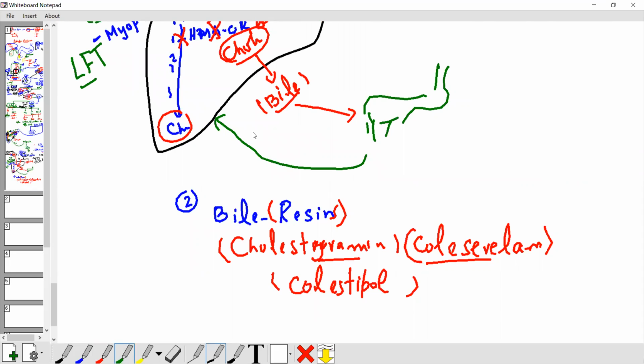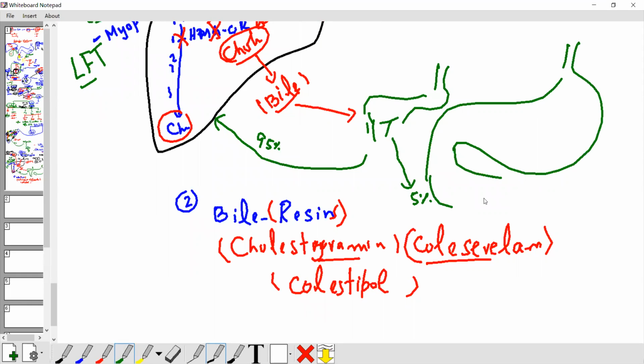How much percentage goes back? 95% goes back. How much percentage goes in feces? Just 5%. Understand? Just 5%. So when you take the drug, you are taking what? Bile acid resin. I just write a short form here. Bile acid resin, polystyrene for example.